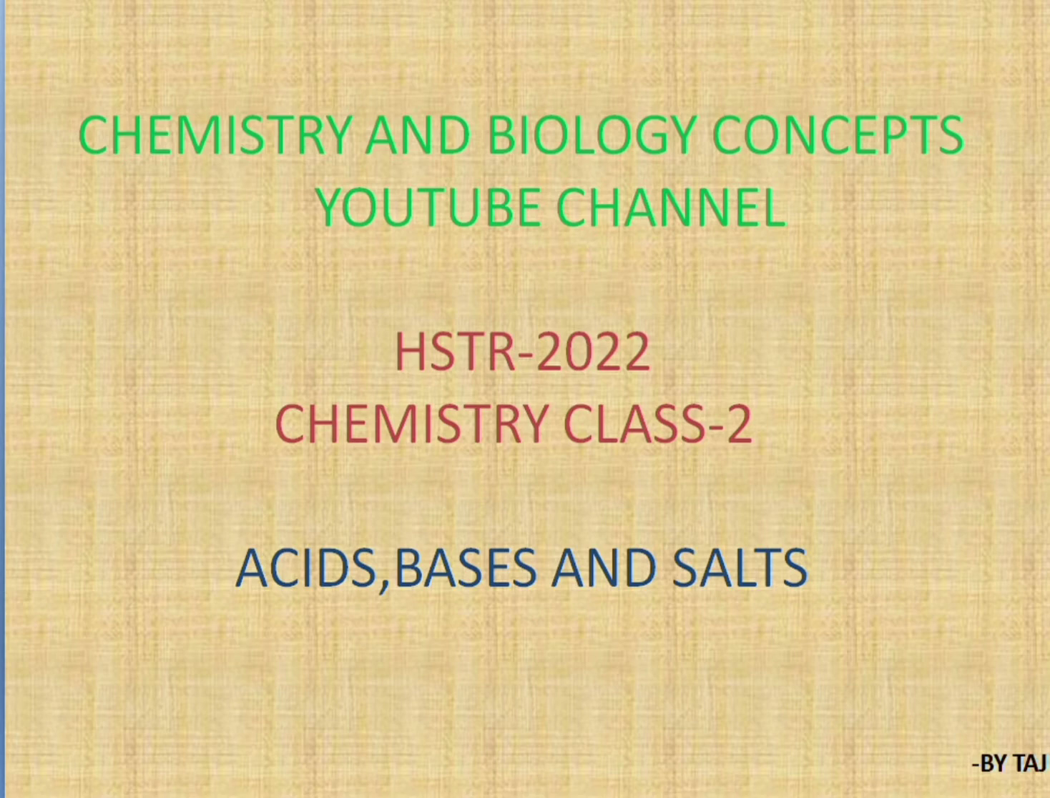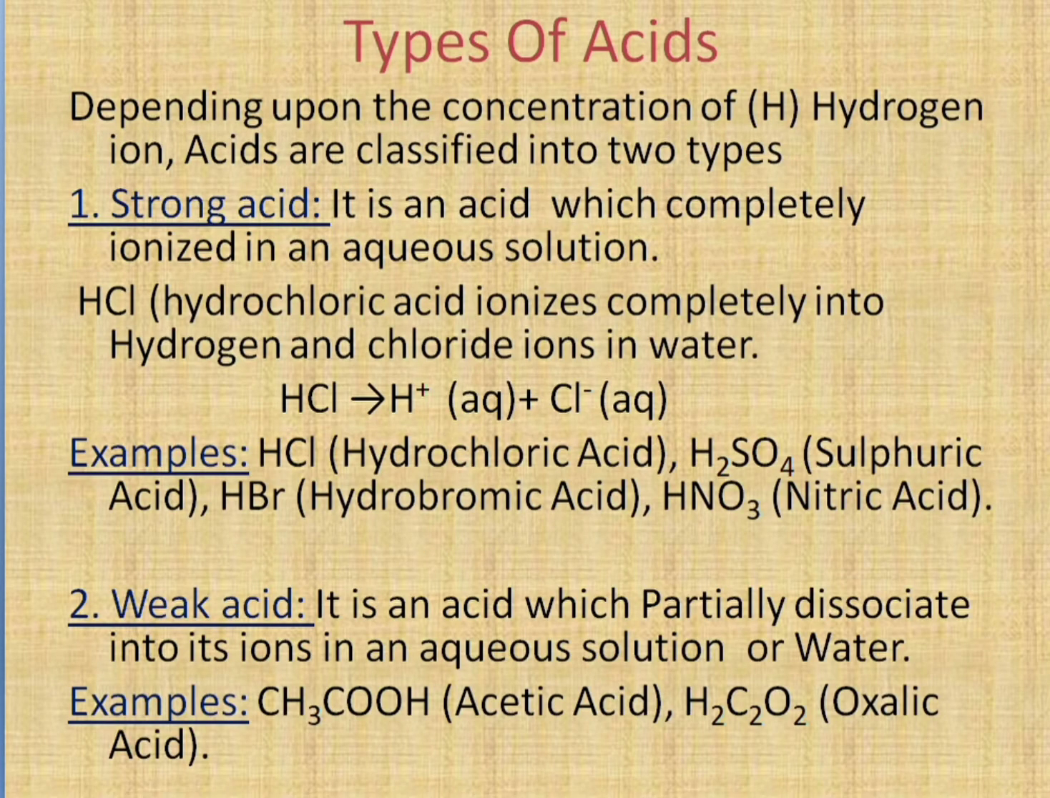In the previous class we discussed the acid, types of acid and the properties of an acid. In the previous class I forgot to explain another type of acid, that I will explain today itself. Depending upon the concentration of hydrogen ions, the acids are classified into two main types, that is strong acid and the weak acid.